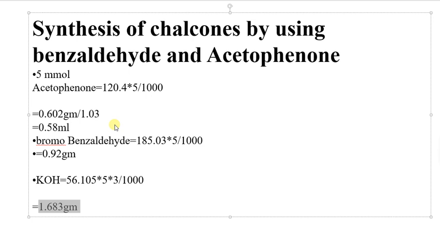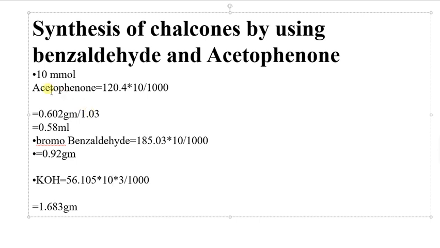For example, if I want to synthesize a larger amount of product, then what I have to do is simply increase the number of millimole. Then I simply multiply every calculation by 10. Here I also multiply it by 10, also multiply by 10, and also here 10. Okay, this was the calculation for 10 millimole, and a larger amount of product will be formed.